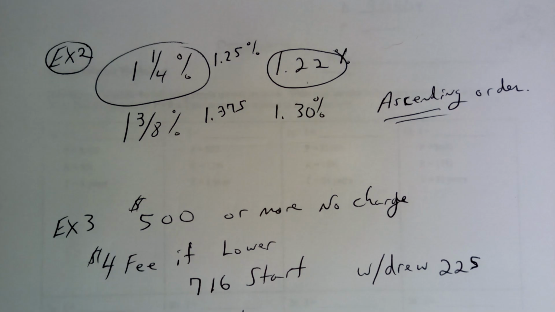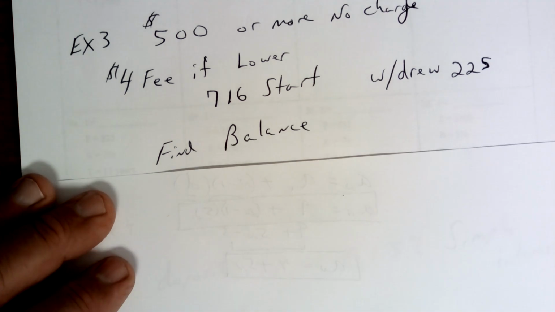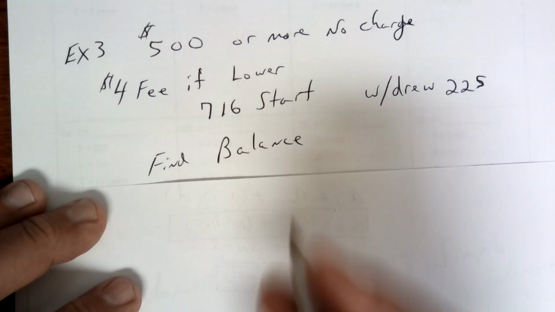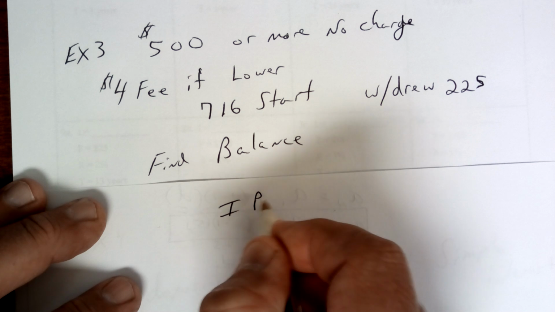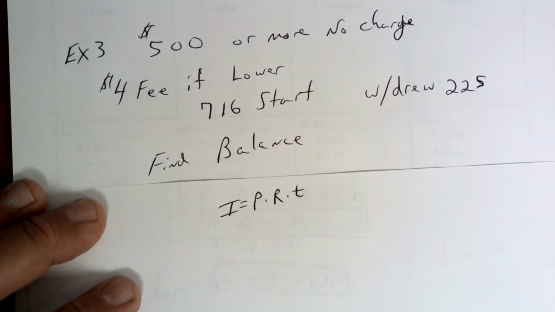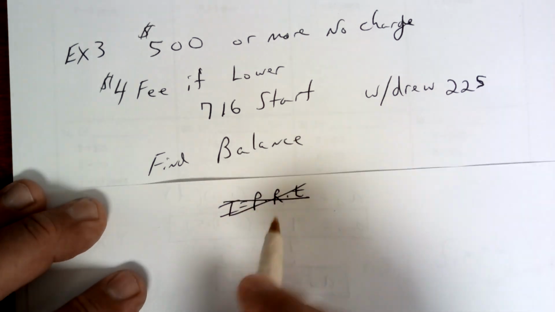All right, one more. Take a look at this one, example 3. Interest equals principal times rate times time. Write that down. Okay, so you want to find the balance, $500 or more, no charge. And actually, this is a different problem. So let's see what's going on.